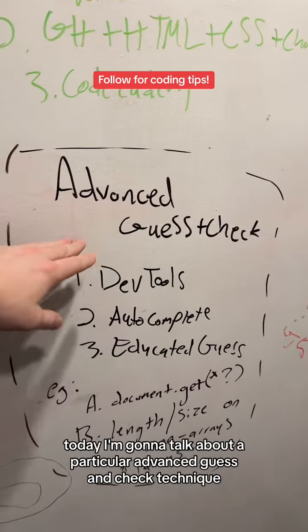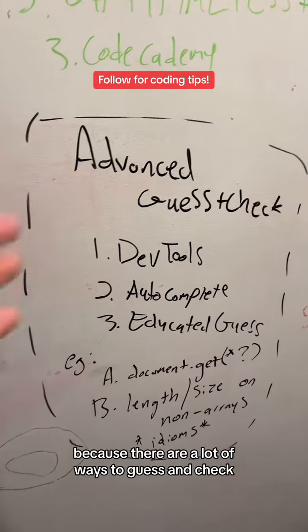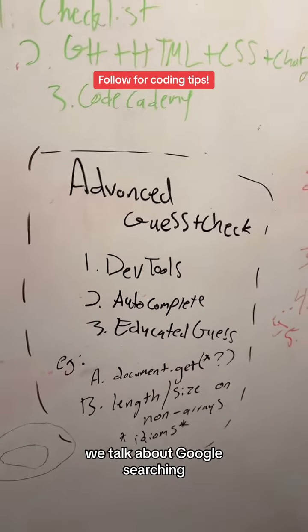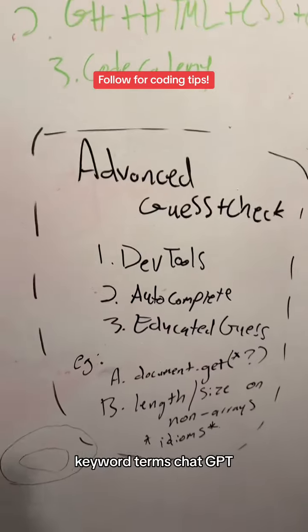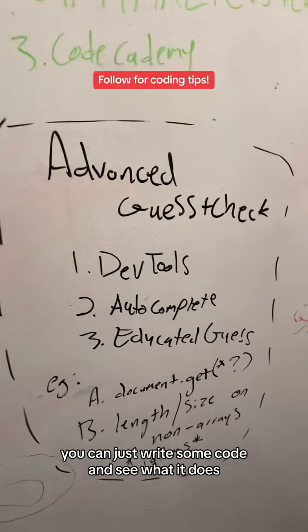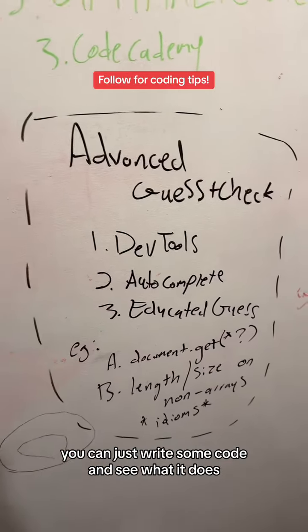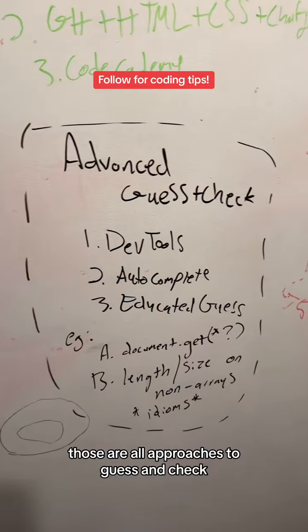Today I'm going to talk about a particular advanced guess and check technique, because there are a lot of ways to guess and check. We talk about Google searching, but you can guess and check Google search keyword terms. With ChatGPT, you can guess and check your prompts and compare the results. In code, you can just write some code and see what it does, maybe add some logs or add some try catches. Those are all approaches to guess and check.